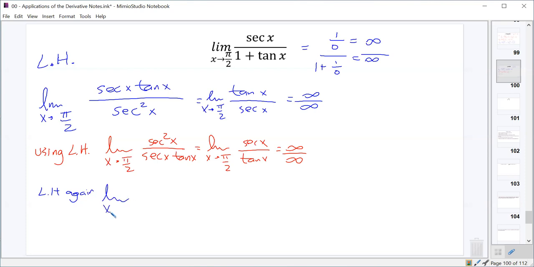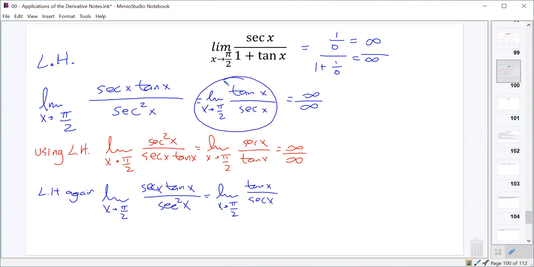This then becomes a limit as x approaches pi over 2 of, well, the derivative of secant is secant x tangent x, and the derivative of tangent is secant squared x. And if we cancel out those secants, we end up with tangent x over secant x. And if we look, that's exactly the same limit that we had right here. And it seems like if we keep trying to do this, we're going to be in some sort of irritating endless loop where nothing worthwhile is ever going to happen.